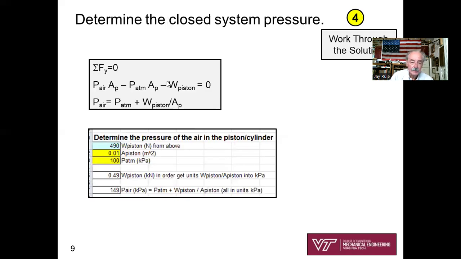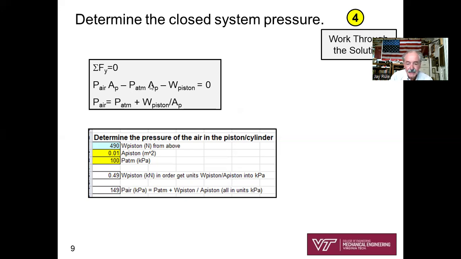Okay. Now I go back to my sketch. The sum of the forces in the y is 0. P of the air times A of the piston. That is P of the air, okay, that's the air inside the piston. That's P1 equals P2. Okay, that's the upward force. Now the downward forces. P atmospheric. That's not P of the air, that's atmospheric pressure. Looks like I'm back on track.